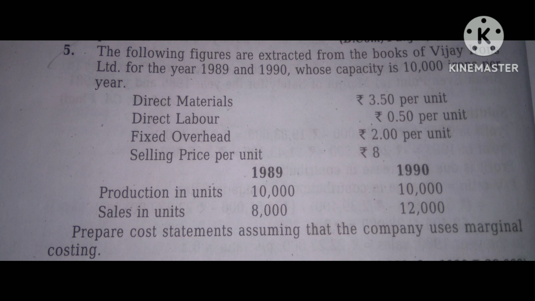In the year 1989 the production in units is 10,000 and in 1990 it remains the same, that is 10,000, and sales in units is 8,000 in 1989 and 12,000 in 1990. Prepare cost statements assuming that the company uses marginal costing. So now we have to prepare cost statements. Now let's see the problem.